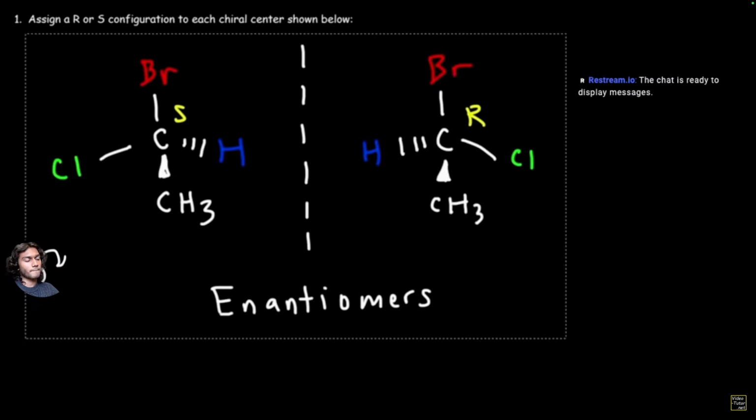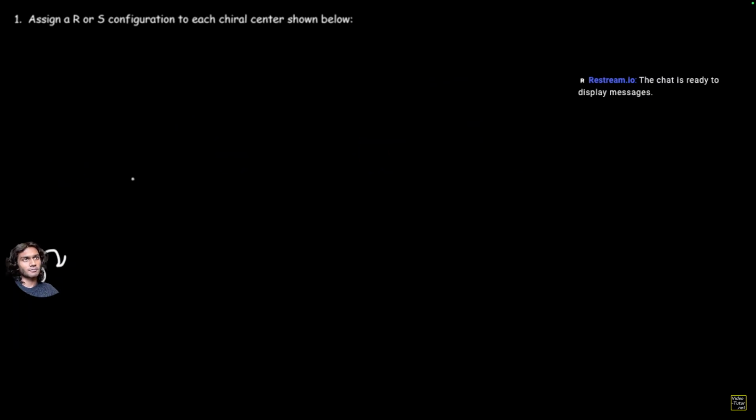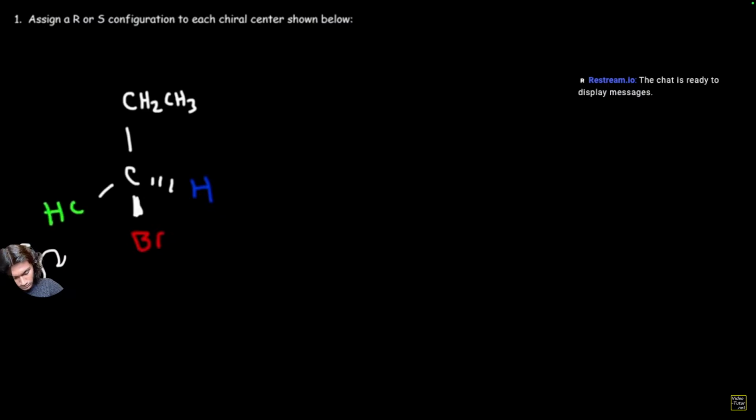Now, let's work on some more examples for the sake of practice. So go ahead and assign the R and S configuration to each chiral center that I'm going to draw. So let's put an ethyl group here. Let's add a hydrogen, a bromine atom, and let's put a hydroxyl group. So go ahead and determine the configuration at this carbon. And while you do that, I'm going to write up another one.